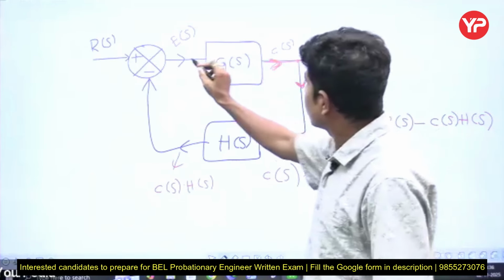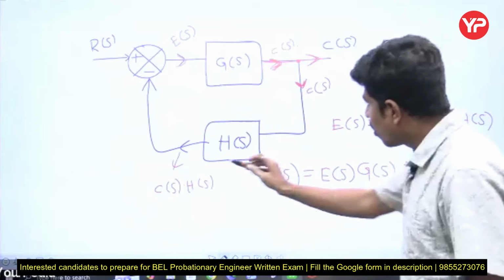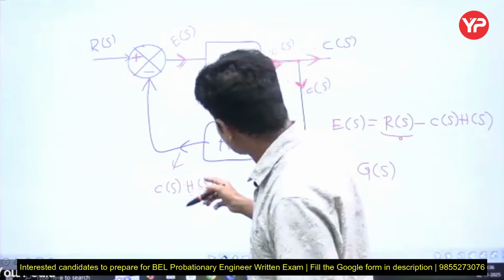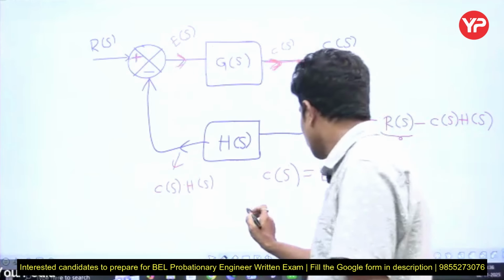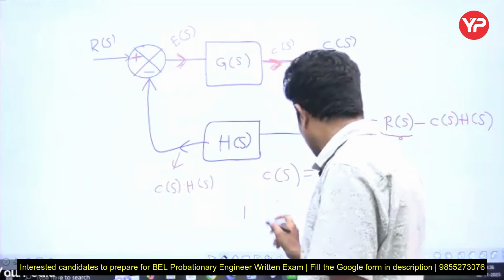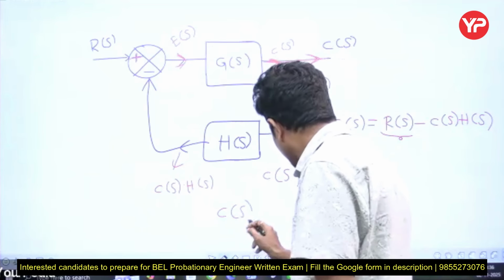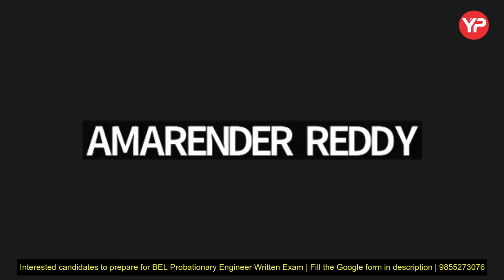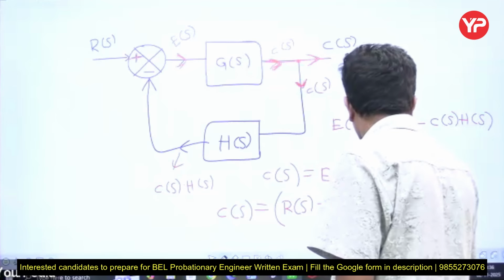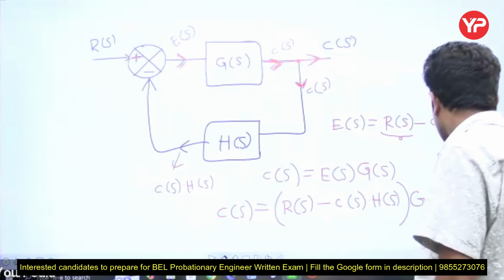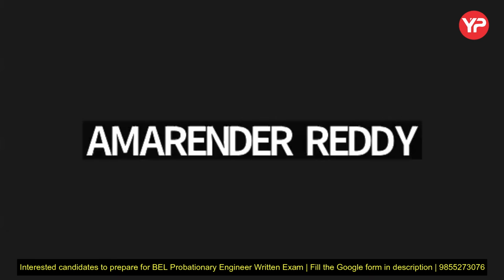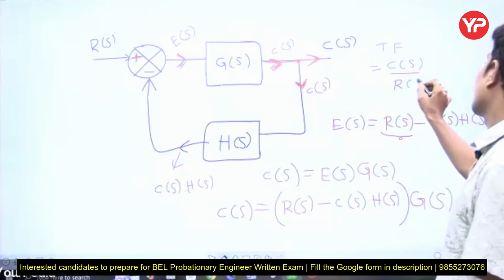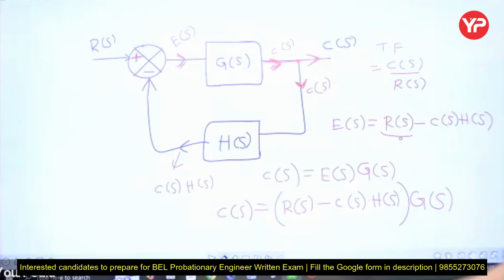C of S is equal to E of S into G of S. E of S is equal to R of S, the input, minus C of S into H of S, which is coming with minus. Now substitute that E of S here. C of S is equal to, what is E of S? R of S minus C of S into H of S, into G of S. Now our aim is to find the transfer function, which is equal to C of S by R of S, in terms of G and H.